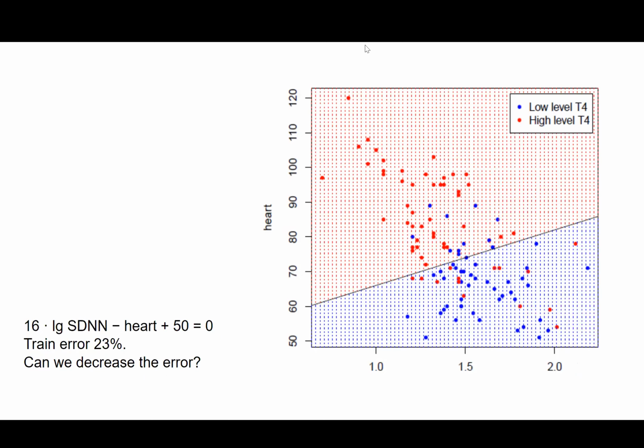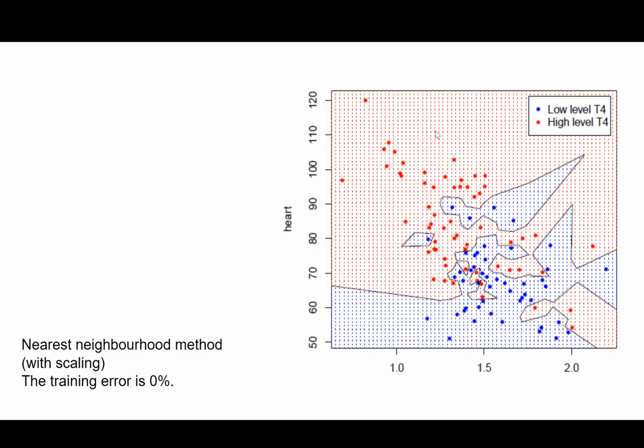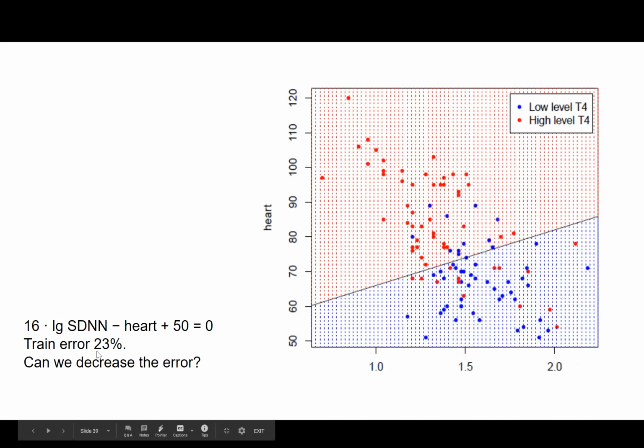But in the second picture, we have lots of areas. So we cannot clearly separate the blue and red dots because we have a lot of areas. But here the error is 0, and here the error is 23. What is better, 23 error or 0 error? No, 0 is of course better.